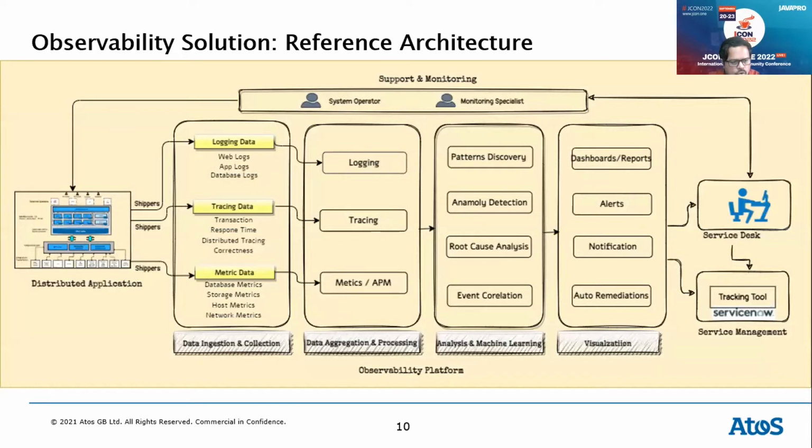Now comes the core of this particular presentation, the reference architecture for the observability solution. On the left side, that's the distributed application that you have. From that distributed application, you have shippers, also called probes, which get that data from those endpoints. Those endpoints can be anything. It can be your edge device, your content delivery network, your IoT hubs, web servers, application servers, databases, load balancers, you name it. If you see a cloud native application, these are the things that you would typically see.